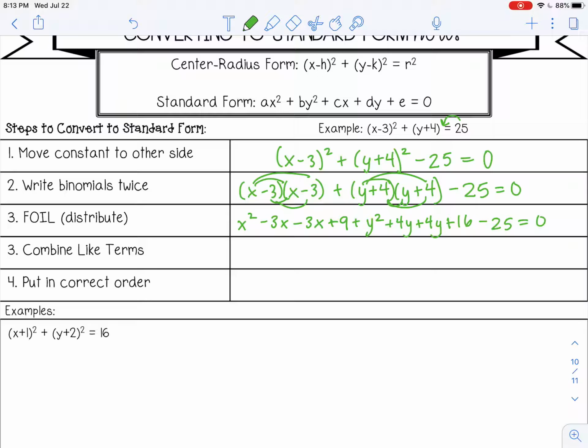Then I'm going to combine like terms. So I have negative 3x minus 3x, that's negative 6x. And then I have 9, 16, and negative 25. So I have lots of constants, so I'm going to add those. All right, and those actually cancel out. Then I have my y squared, and then 4y plus 4y, that's 8y, equals 0.